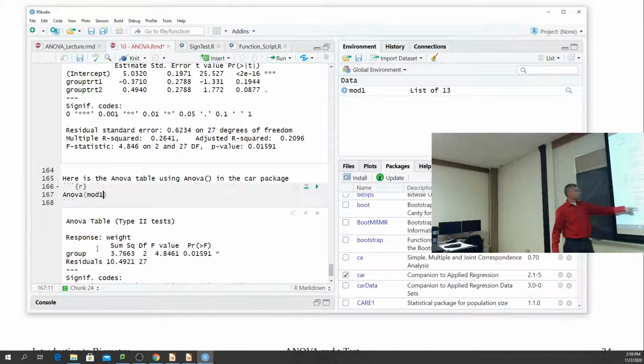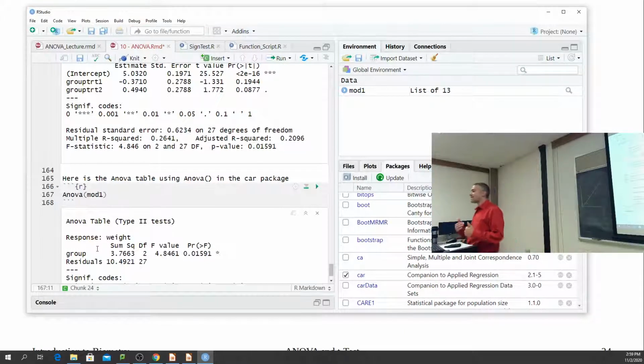Our group sum of squares is 3.7663, with 2 degrees of freedom. The F value, 4.8461, is the same F statistic listed in the summary. Degrees of freedom, 2 and 27. P-value, 0.01591, same p-value that's reported.